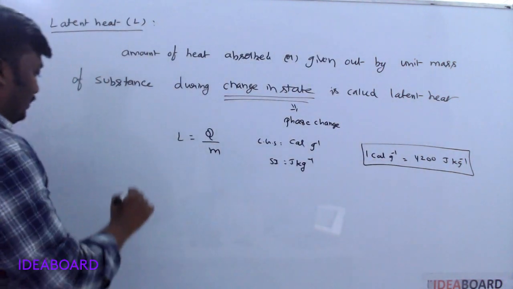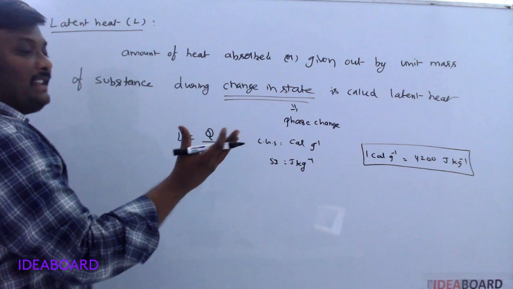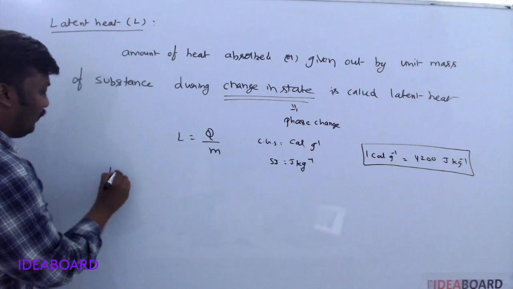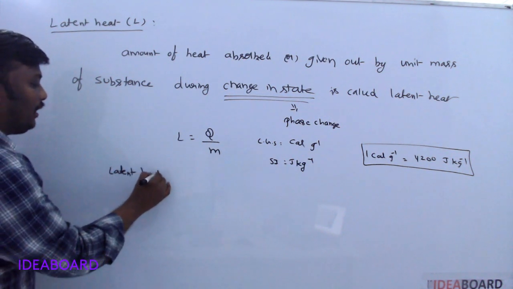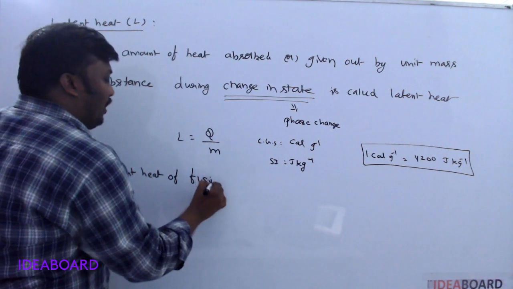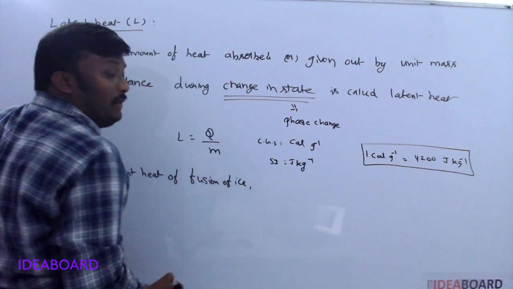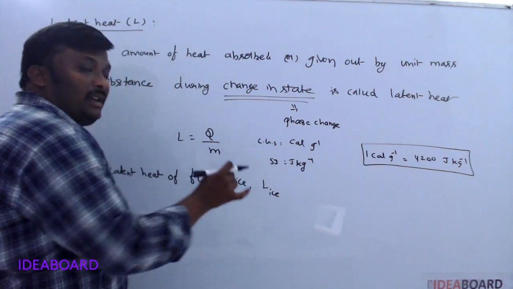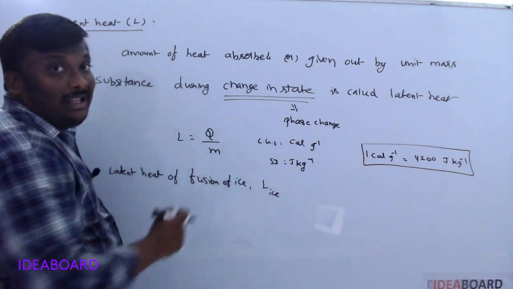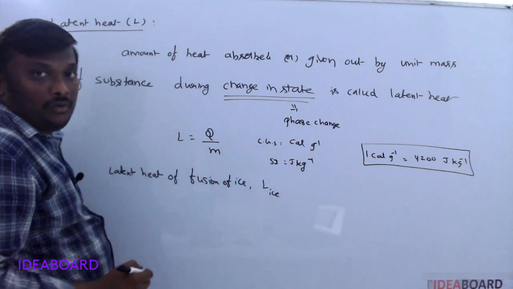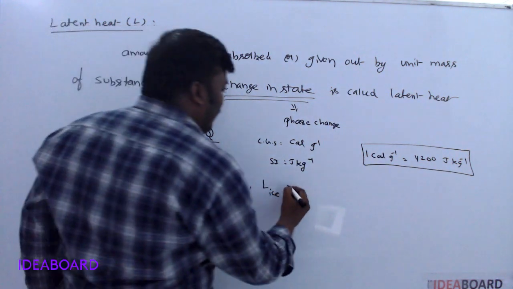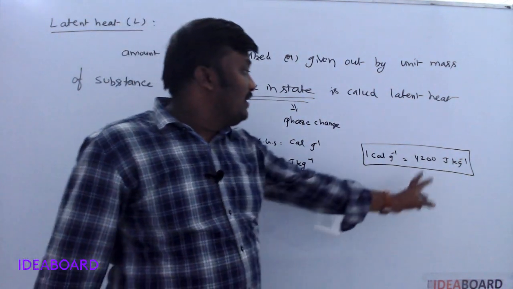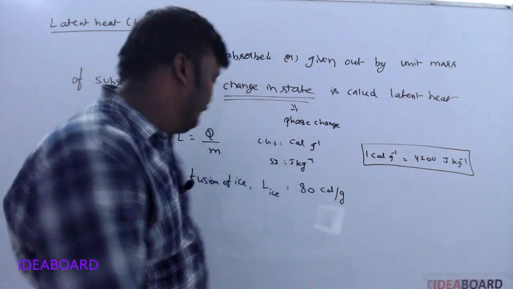At a particular temperature, if the substance, say ice, melts into water, the word we use is latent heat of fusion of ice. I am using the symbol L ice for understanding purposes. Generally LF is used, where F indicates fusion. This value is 80 calorie per gram. If it is given in SI units, just multiply with 4200.